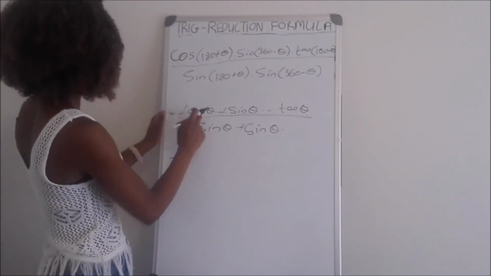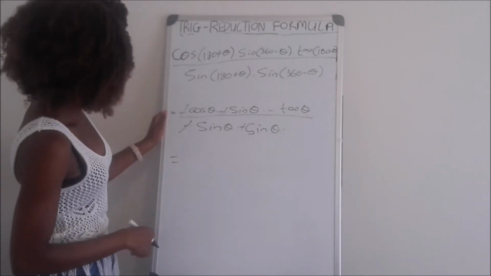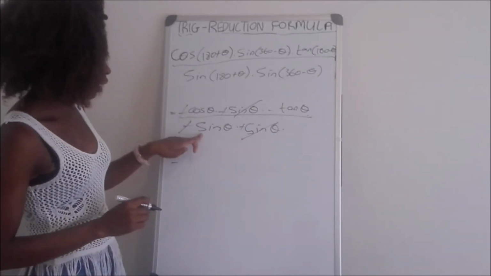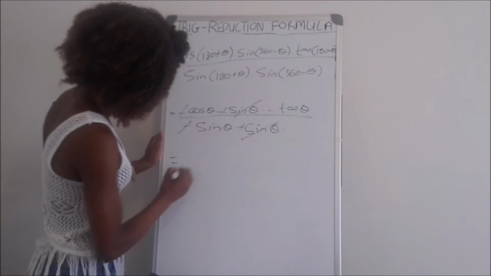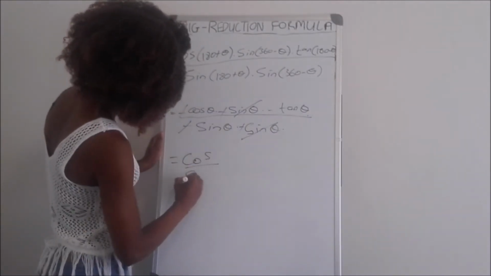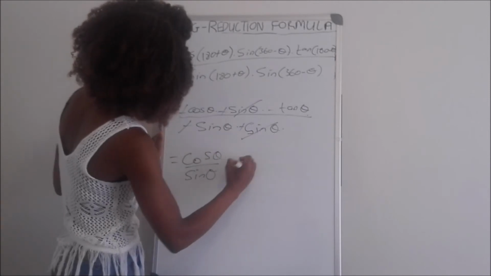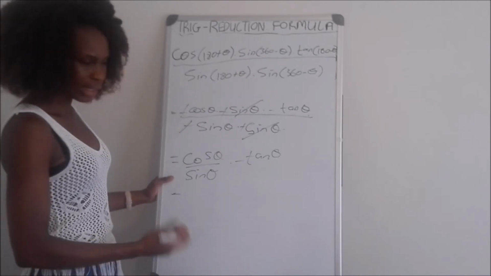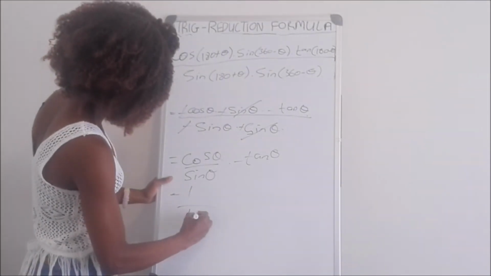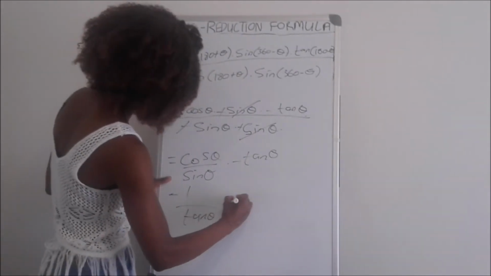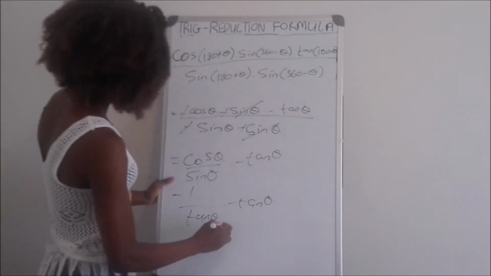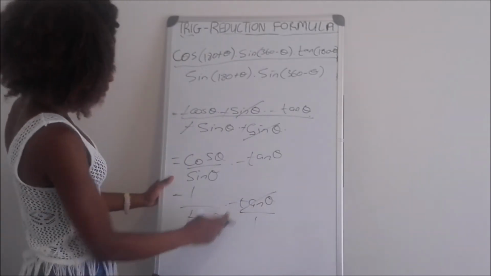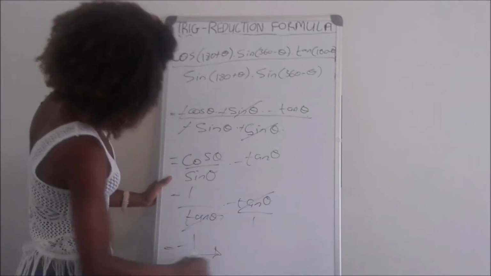Then from here we have cos theta multiplied by sin theta, and this will cancel out with that one, and we'll be left with cos over sine multiplied by negative tan theta. Remember our cos theta divided by sin theta is equal to 1 divided by tan theta. Then this is multiplied by our negative tan theta, this and this will cancel out, and we'll be left with 1 multiplied by negative 1, which will give us negative 1.